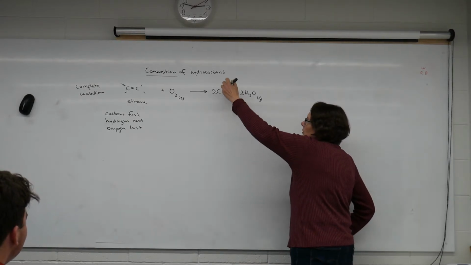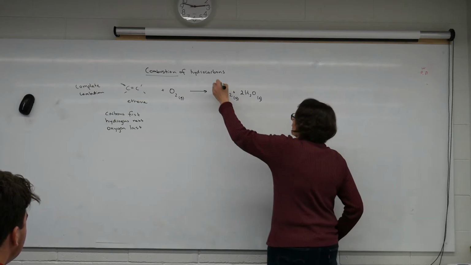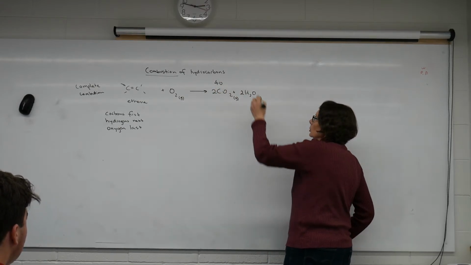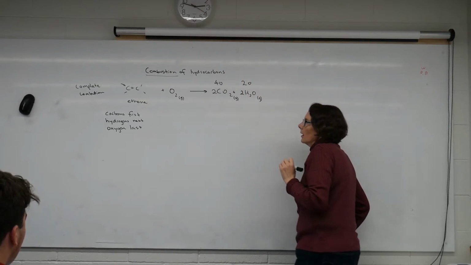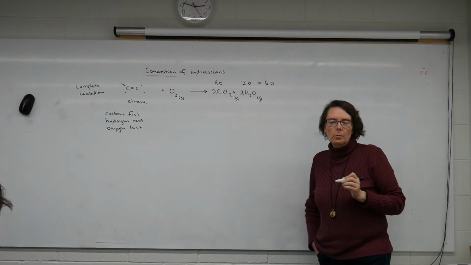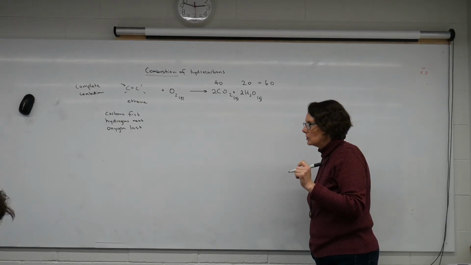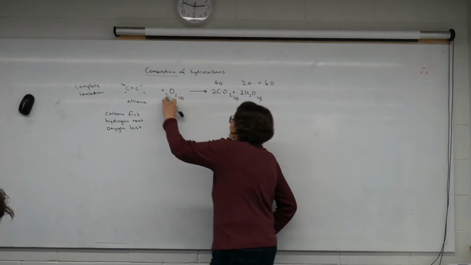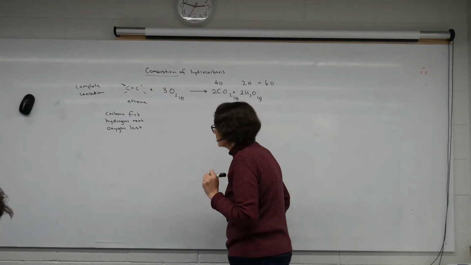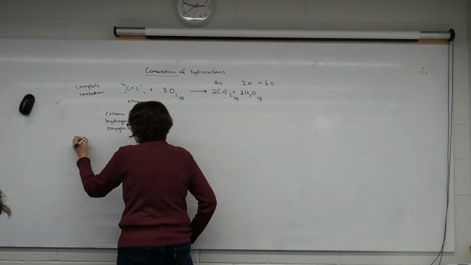How many oxygens do I have from the carbon dioxide? 4. How many do I have from the water? 2. So I have 6 oxygens in total. What does that mean I need to do to balance my reactants? 3 out the front. Okay, now we're balanced.